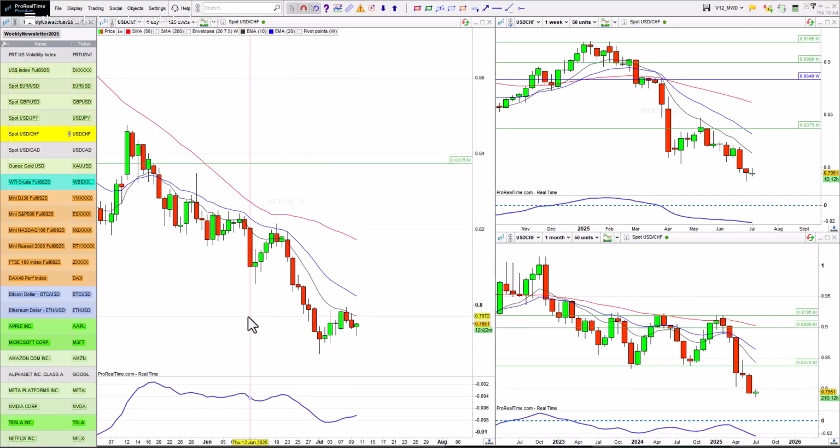Now, having a look at dollar Swissy, showing here, at least certainly on a weekly perspective, seems to have further downside potential. Here on a daily perspective, looks almost as though it's getting ready to change trend. Day isn't over yet, so I want to see where we ultimately close by the end of the week.